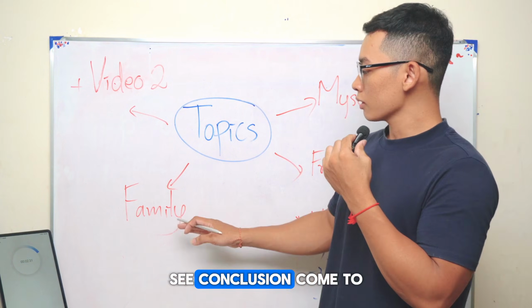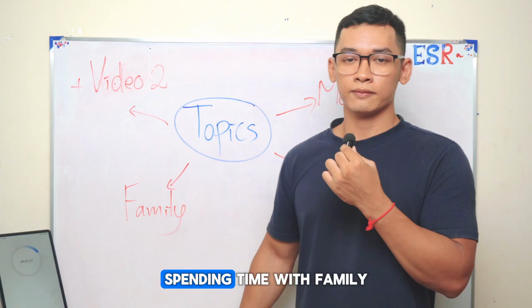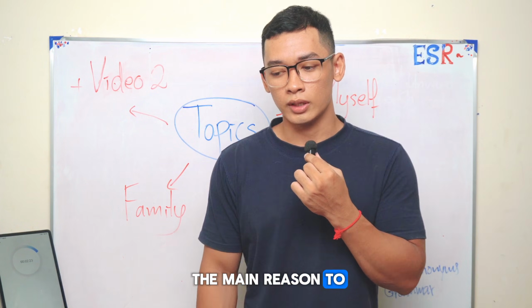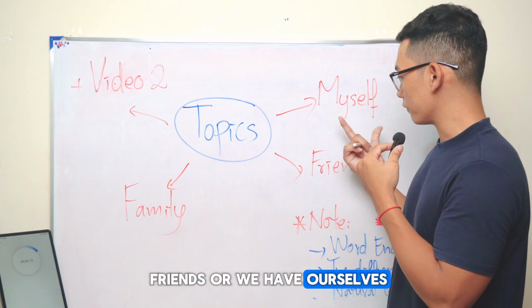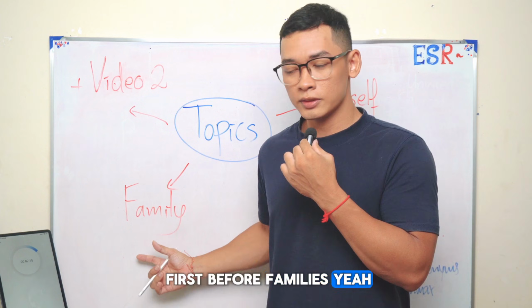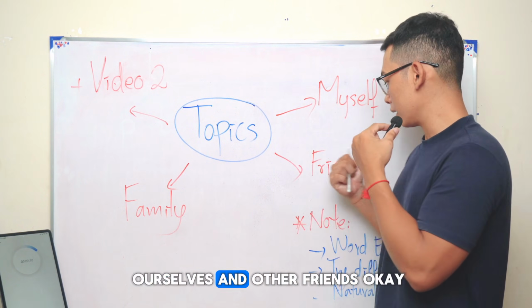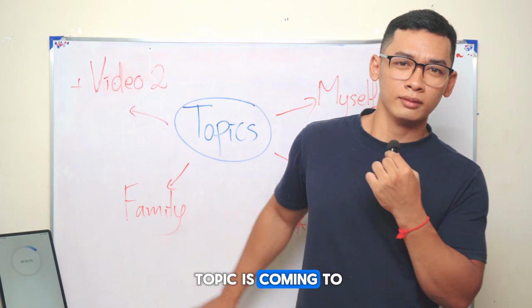Coming to my conclusion. I would say yes, spending time with family could be the main reason to engage with, even though we have friends or we have ourselves. But I think we have to understand ourselves first before families. Family could be the second reason if we compare to ourselves and other friends. Okay, and I think my topic is coming to an end.